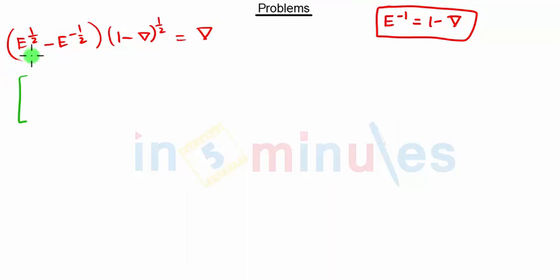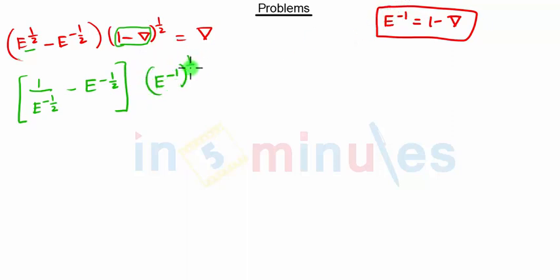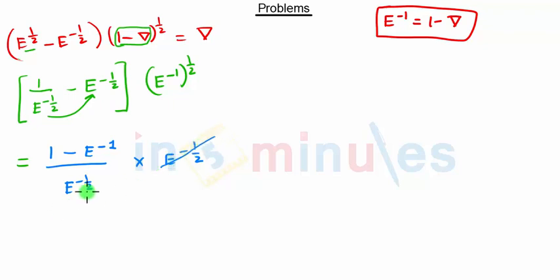So what we are going to do? I am writing this e raised to half as 1 upon e raised to minus half, and minus e raised to minus half. And instead of 1 minus inverted delta, I am writing E inverse. So I will get E inverse, the whole raised to half. I am cross multiplying this term here. So we will get 1 minus E raised to minus 1 upon E raised to minus half, into this can be represented as E raised to minus half. So this E raised to minus half and E raised to minus half will get cancelled.